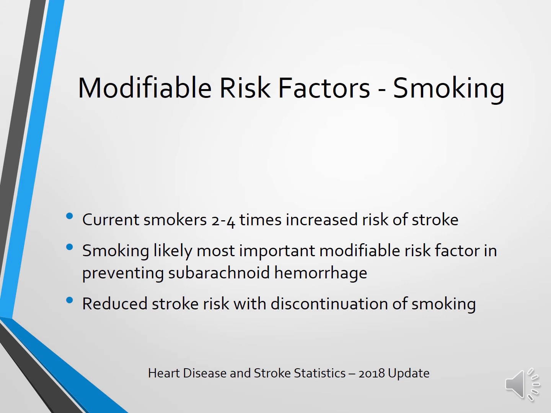Smoking seems to be the most important risk factor in preventing subarachnoid hemorrhage, or stopping smoking, that is. So subarachnoid hemorrhage, as we'll see, has a pretty high mortality, meaning that those people that sustain a subarachnoid hemorrhage are at a high risk of death. So if you can get someone to stop smoking, you've really improved their survival, or you've lowered the risk of dying from a subarachnoid hemorrhage.